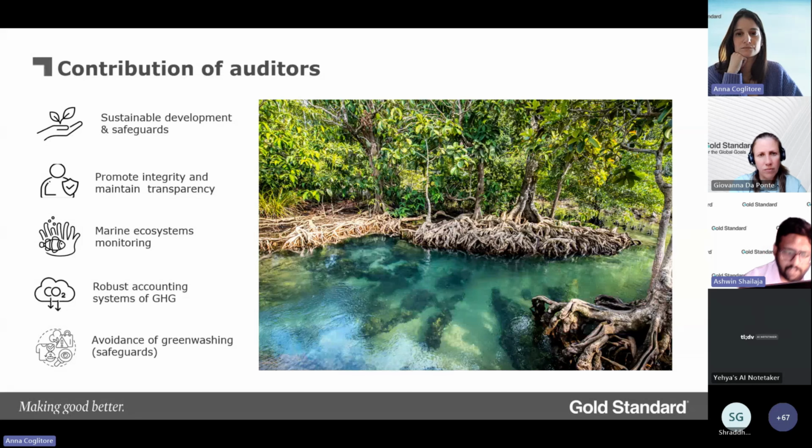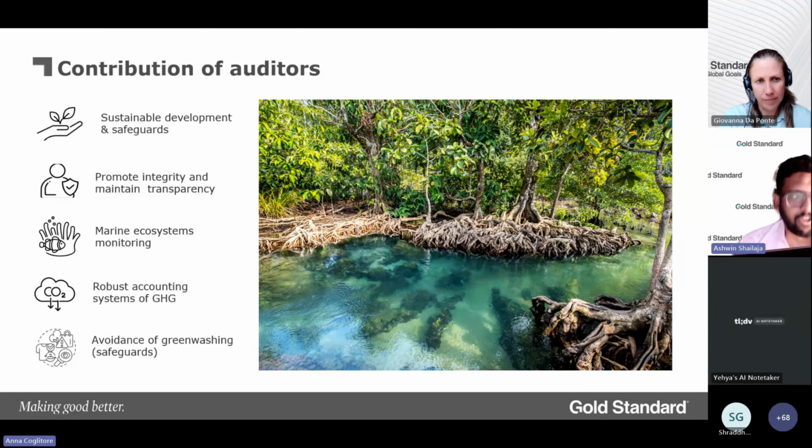And along with it, without any doubt, the core carbon aspects like robust accounting of greenhouse gases, as well as ensuring that there is no greenwashing, there is no overestimation of the actual carbon which is being removed from the atmosphere. So we look forward to your inputs, your contribution to ensuring some of these key factors pointed out here. Next slide, please.